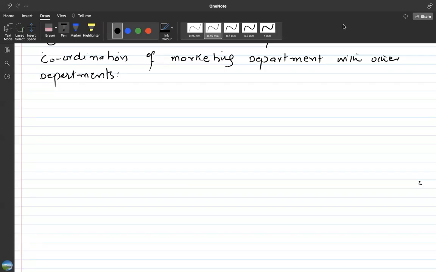The topic that we are going to study is coordination of marketing department with the other departments. We need to understand one thing, that marketing decisions cannot be taken in isolation from the rest of the business, because there is a larger level of interdependency between the marketing department and other departments.